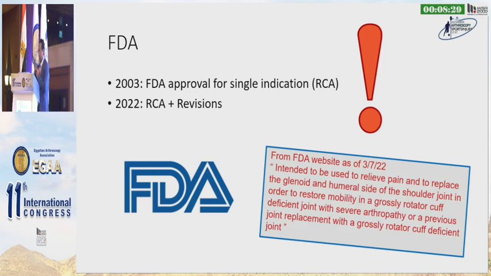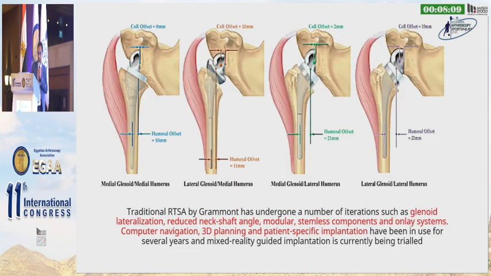The implant was approved by the FDA in 2003 as a single indication for cuff arthropathy only. But in 2022, it is approved for rotator cuff arthropathy and revisions. But are these the only indications for reverse shoulder replacement? We will see throughout the presentation.